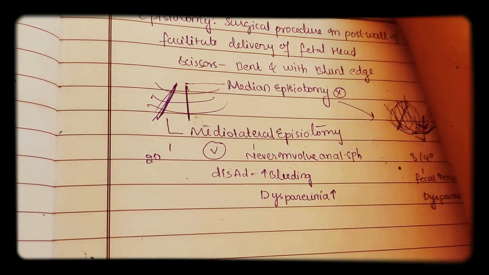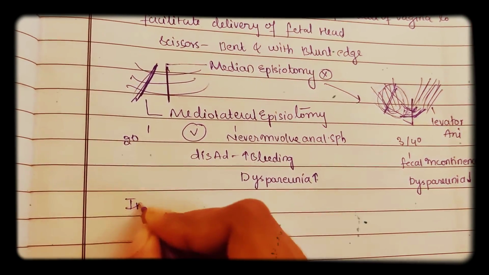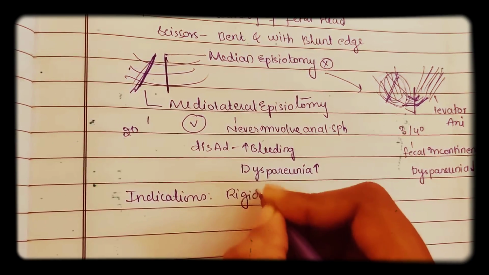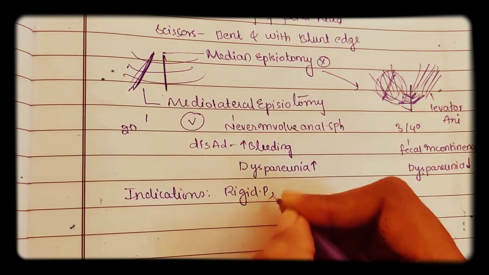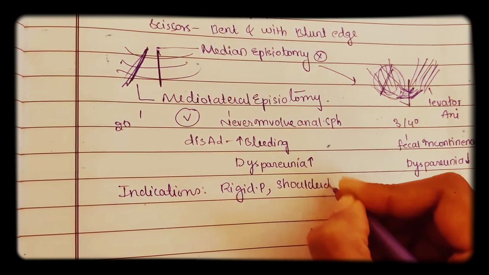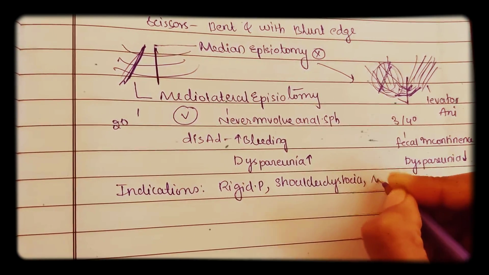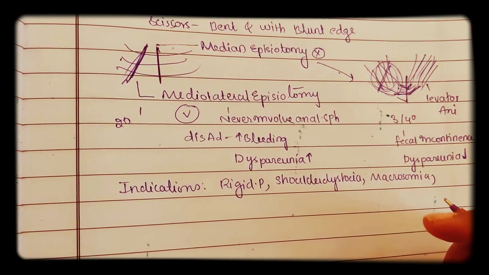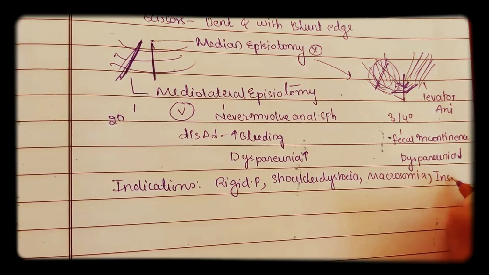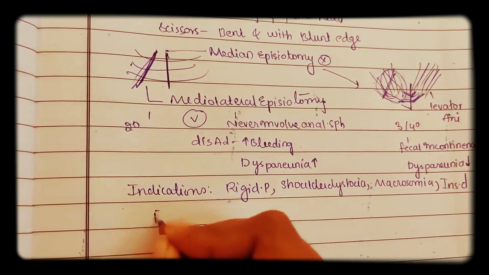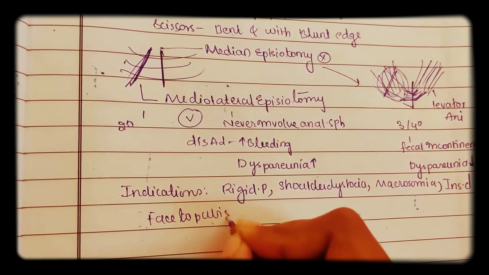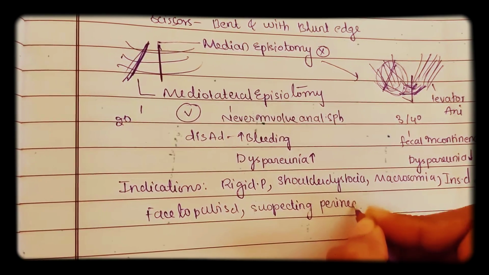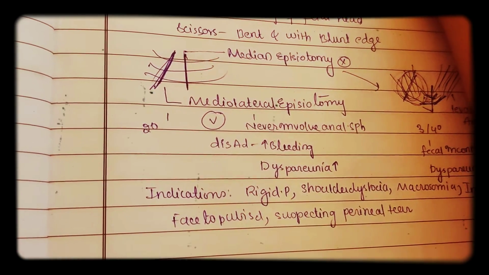Those are somewhat better. So now coming to indications for episiotomy. In what indications do we need to do this? In the case of rigid perineum, especially in primigravida females; whenever there is shoulder dystocia; whenever there is macrosomia; in delivery of the after-coming head of breech; if you do instrumental delivery like forceps or vacuum; and if you suspect perineal tear. In all these conditions we need to do the episiotomy. Not for every vaginal delivery should we do this.